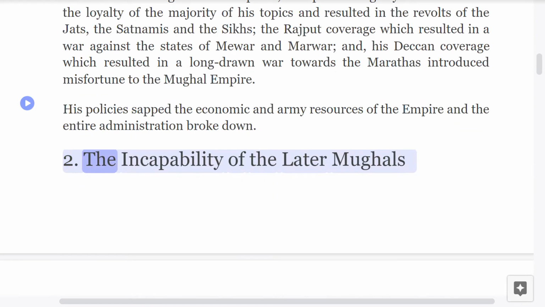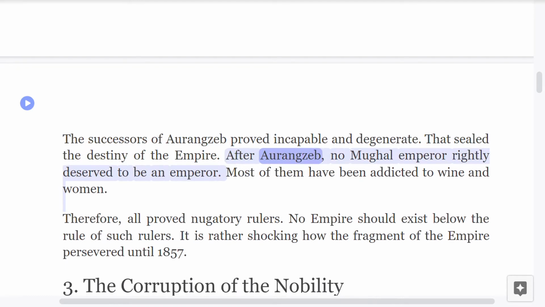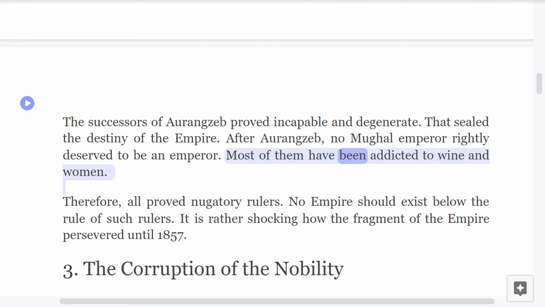2. The incapability of the later Mughals. The successors of Aurangzeb proved incapable and degenerate. That sealed the destiny of the empire. After Aurangzeb, no Mughal emperor rightly deserved to be an emperor. Most of them were addicted to wine and women.